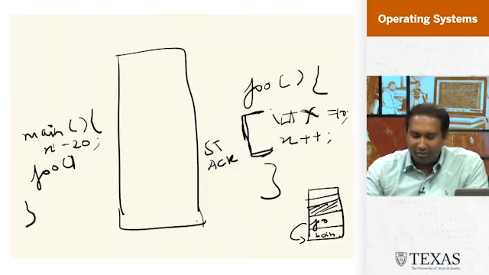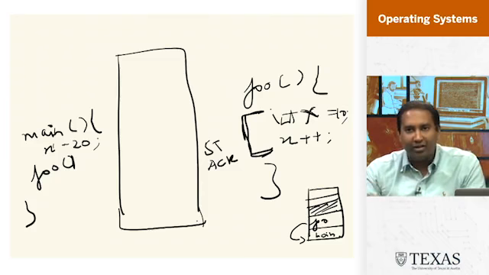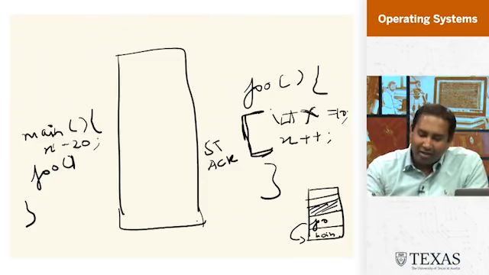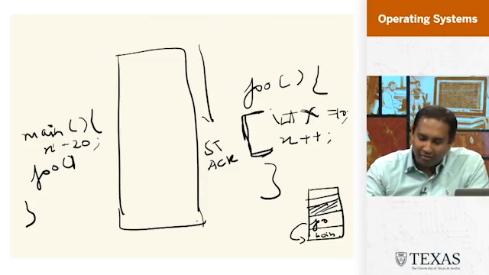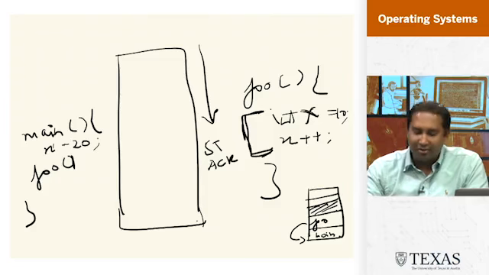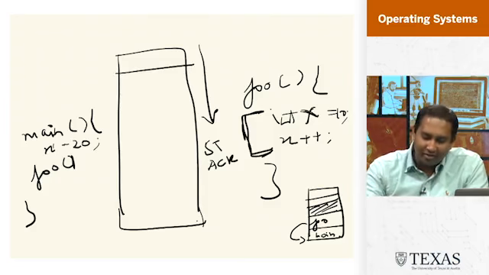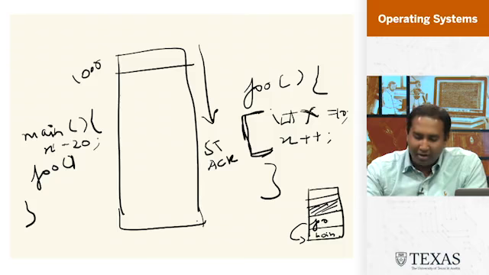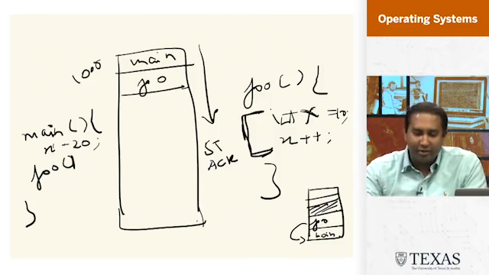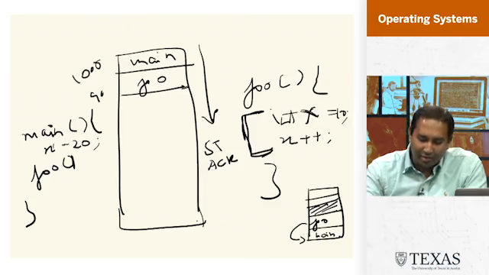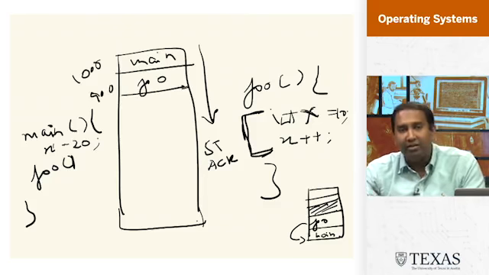Now, somewhat weirdly and confusingly, the stack grows downwards in x86. So the stack starts off here. In our example, let's say the stack starts off at address 1000. So main will be at address 1000, and then foo will be at a lower address. Let's say the stack frame is 100 bytes, just in our example. So foo will be at 900.